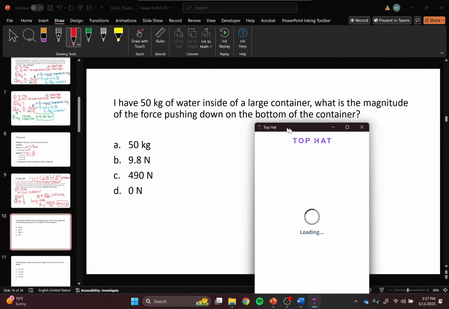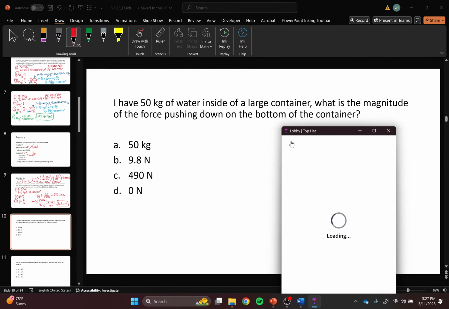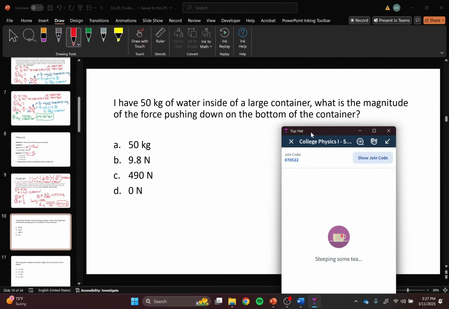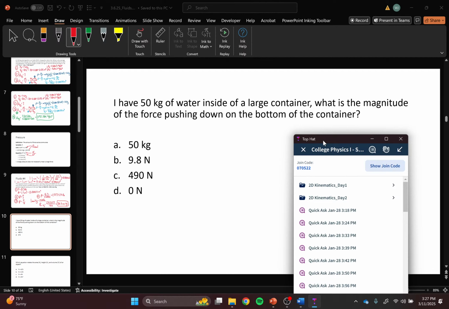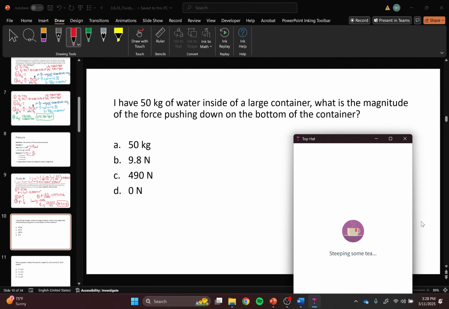I've got to open Top Hat. So I have 50 kilograms of water inside a large container. What is the magnitude of the force pushing down on the bottom of the container? Don't overthink this. In fact, I'll give you all a hint. Why is the water pushing down on the bottom of the container? Gravity, great. Go from there. That's all you've got to think through here.